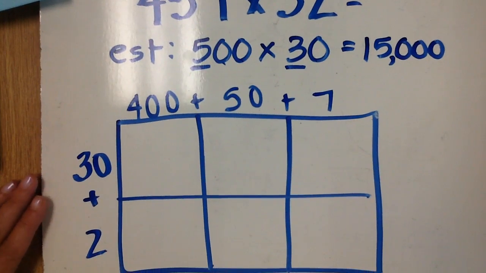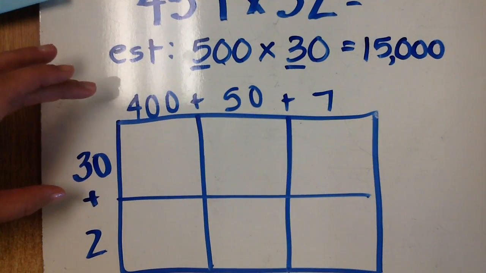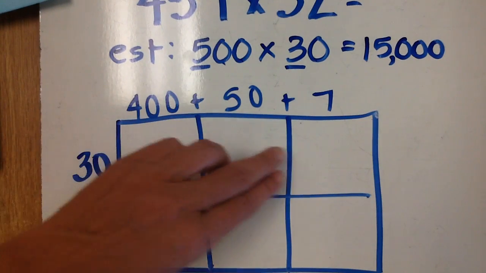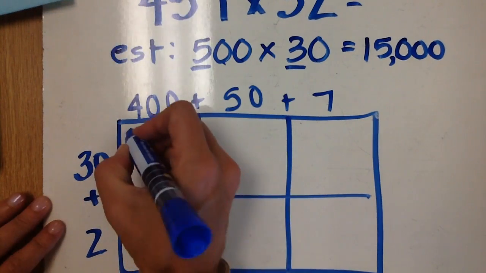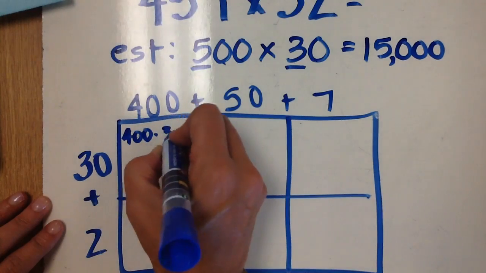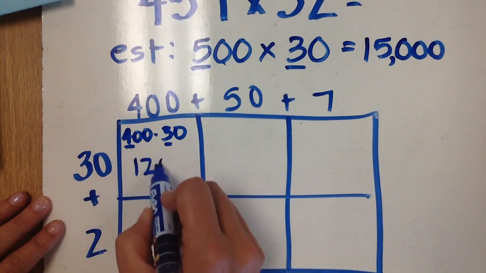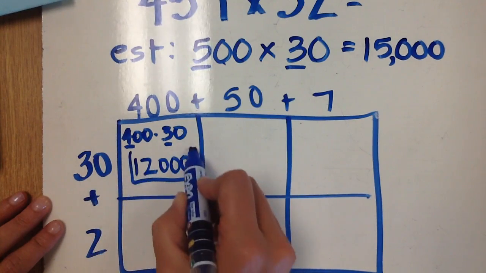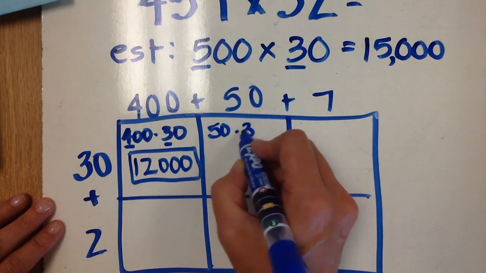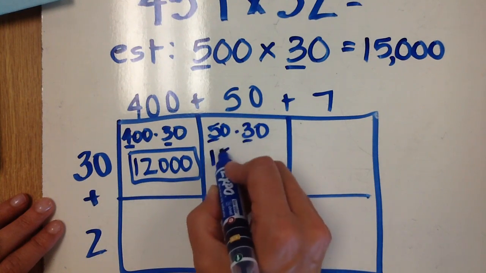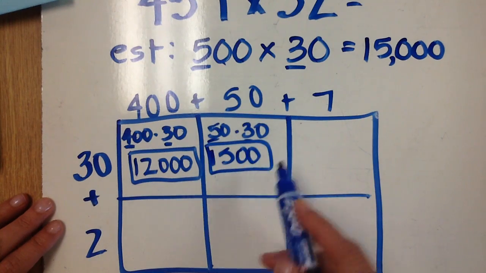And now I'm going to multiply each of these place values to get my partial products in each of these sections. So in this section I would do 400 times 30. And so 4 times 3 is 12, and I have 3 powers of 10, so that gives me 12,000. In this one I would do 50 times 30. 5 times 3 is 15, and then I have 2 zeros, so that's 1,500.